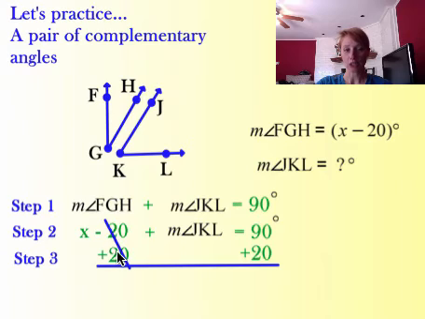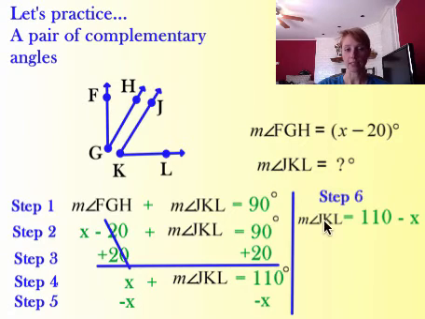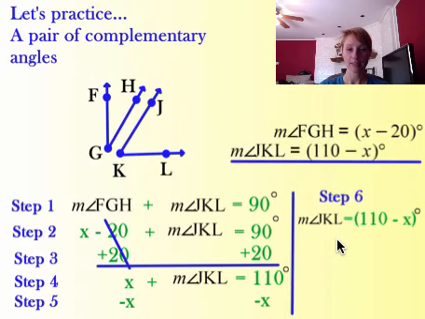I'm going to combine like terms on both sides, so I'll add 20 to both sides. That'll leave me with x plus the measure of JKL equals 110 degrees. But I want to solve for the expression for the measure of JKL. So I'm going to move this x over to the right-hand side by subtracting x on both sides. And the expression that I get is the measure of JKL equals 110 minus x. Okay, let's see if our work checks out.